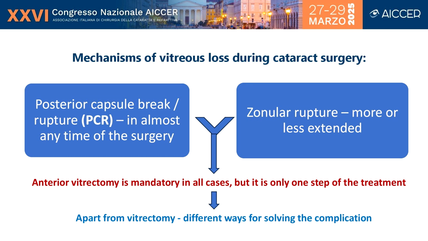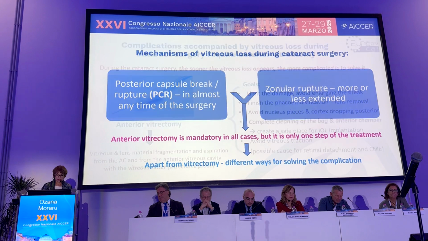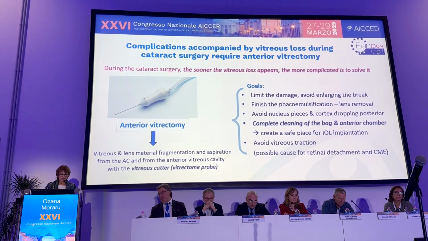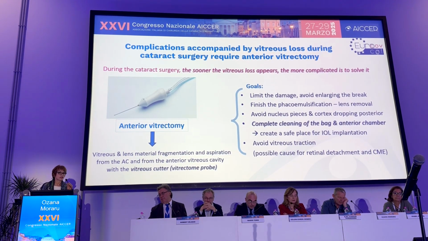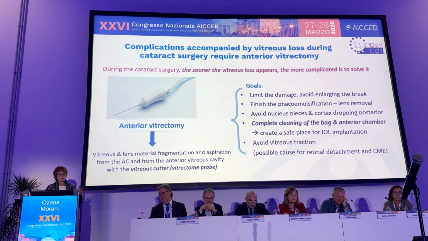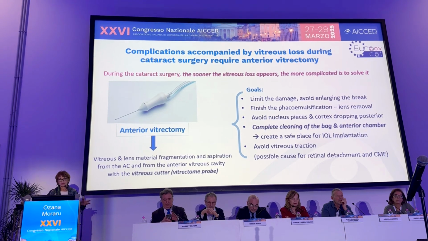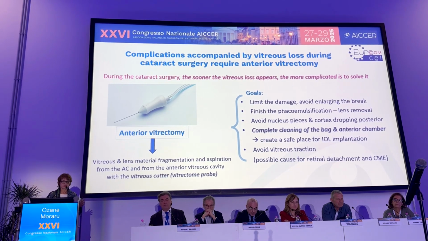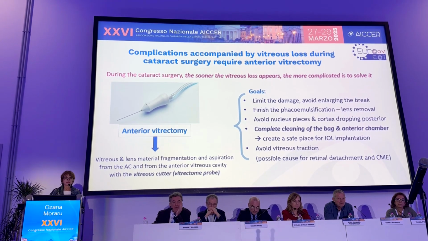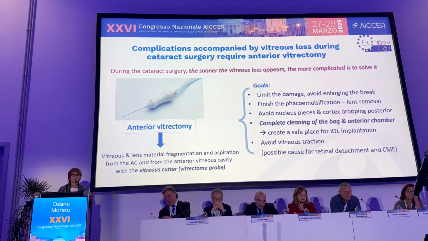You need to finalize the surgery as well as you can and to implant the proper intraocular lens given the new situation. The sooner the vitreous loss appears during the phacoemulsification, the more complicated it is to solve, because at the beginning of the surgery, for example, you still have the nucleus. Sometimes maybe the whole nucleus, or sometimes only pieces. You still have cortex, and you have to deal with it. You have to clean it as completely as possible. And of course, the vitreous and lens material should be cleaned, I would say, separately, avoiding pulling the vitreous.